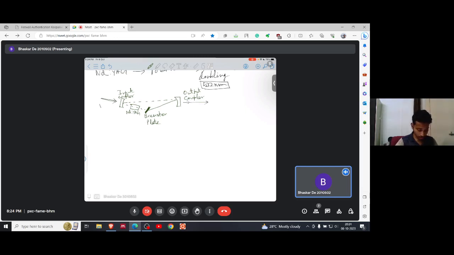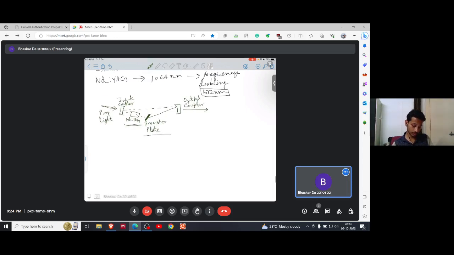So here this is the pump light, the input coupler, output coupler, Nd:YAG crystal, and the Brewster plate. So this is the diode pumped Nd:YAG ring laser system, and this is a picture from the company Coherent, which is also a laser manufacturing company, Coherent Inc.